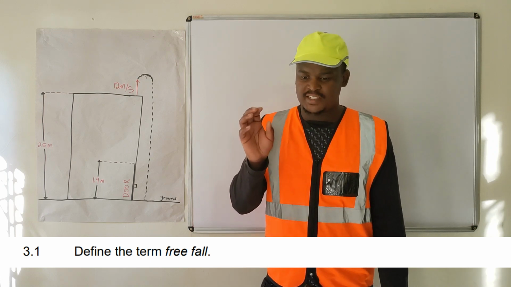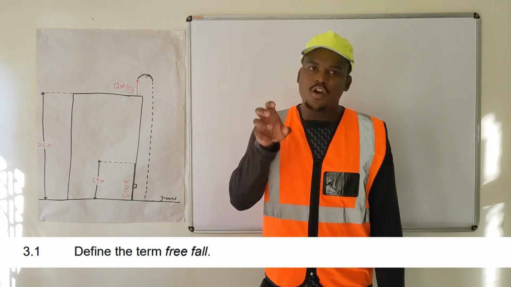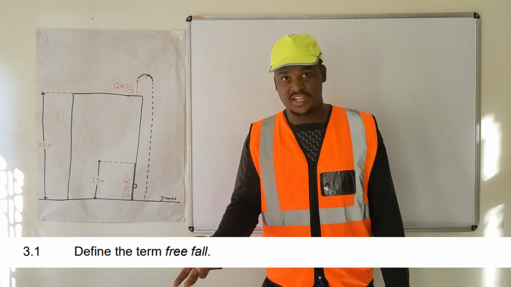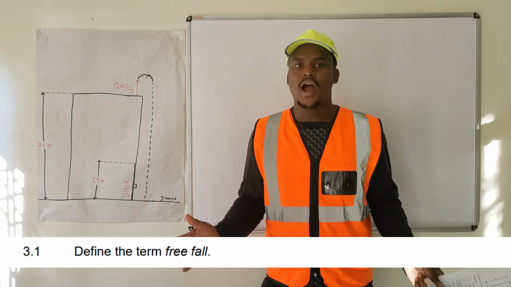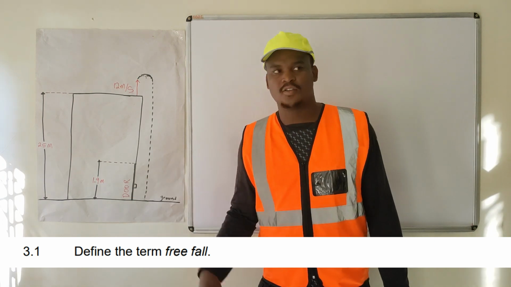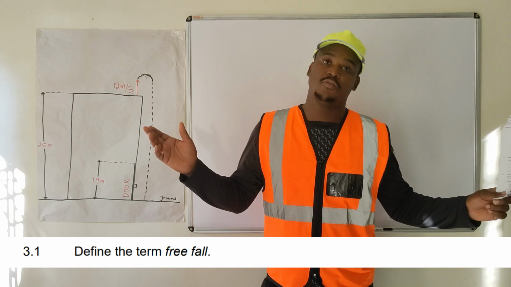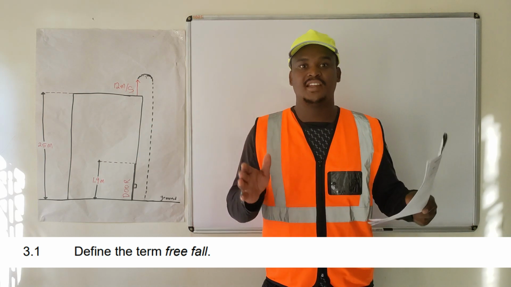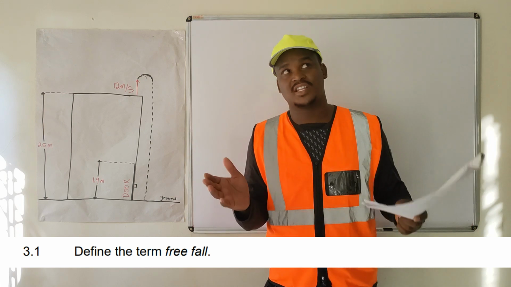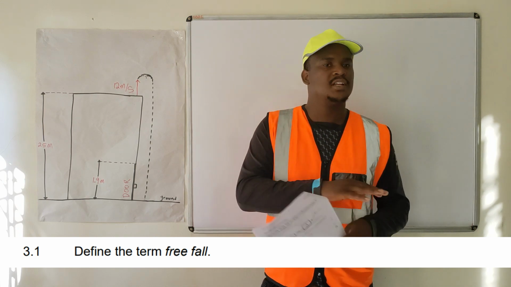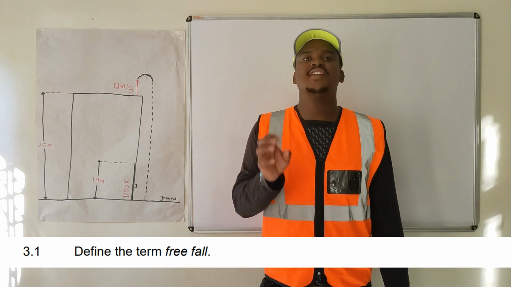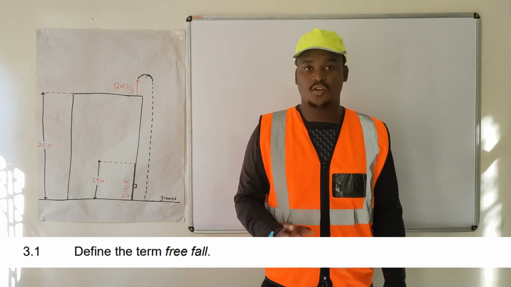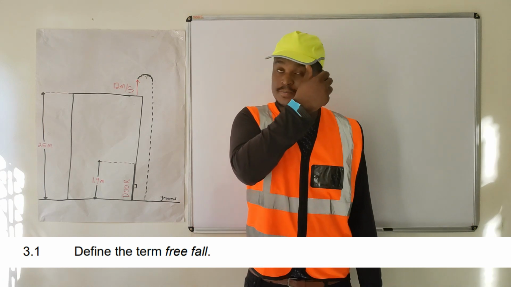So free fall is the type of motion in which the only force influencing that motion is gravity only. There are no other forces like friction, and all other forces that can interfere with the motion are not there. The motion is only influenced by gravity only, which means the cause of that motion is gravity only. So that's what free fall is.